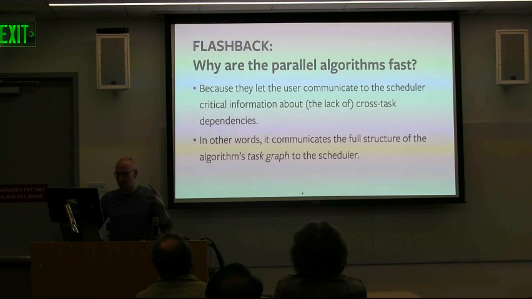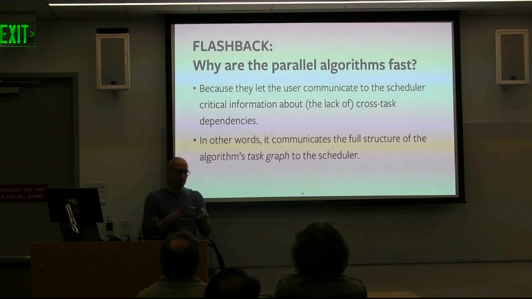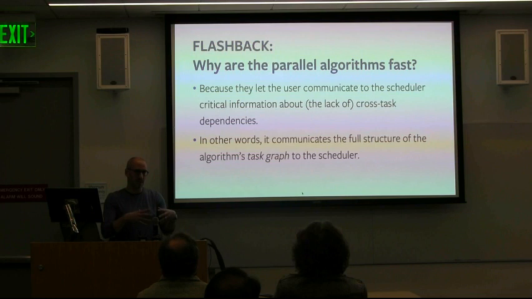this earlier. The parallel algorithms are fast because they communicate the full structure of a task graph to the algorithm, so that the scheduler can make intelligent decisions. And what I wanted to say about that is that laziness is a prerequisite for parallelism, because in order for the scheduler to have a chance to do something intelligent with a parallel description of a task graph, you can't have started executing it already. Right? You want to give the scheduler the opportunity to make those decisions. So if you've already launched the operation, then you've taken all of the control away from the scheduler. You can't do anything intelligent anymore. Right? You can't unlaunch the rockets.